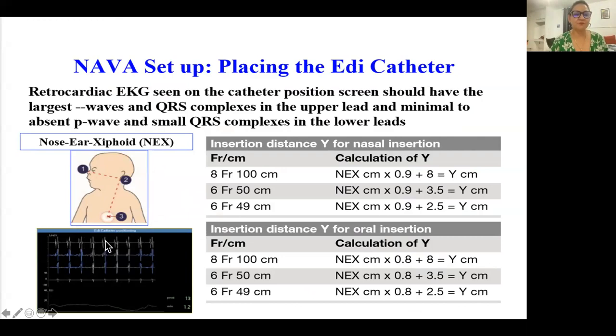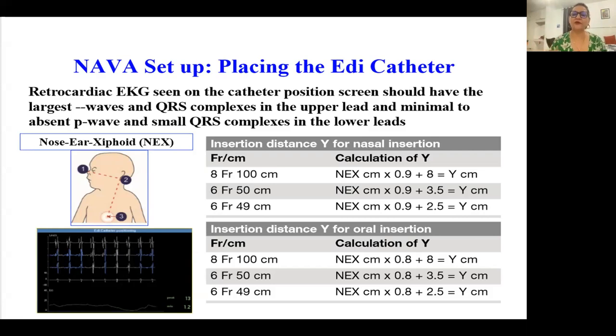At the topmost, there is a wave and QRS complex, which is the maximum, the largest. At the bottom, you have the smallest. In between, you have a medium sized one, and the color in between is blue. I will talk about it later, but that's how it is seen.